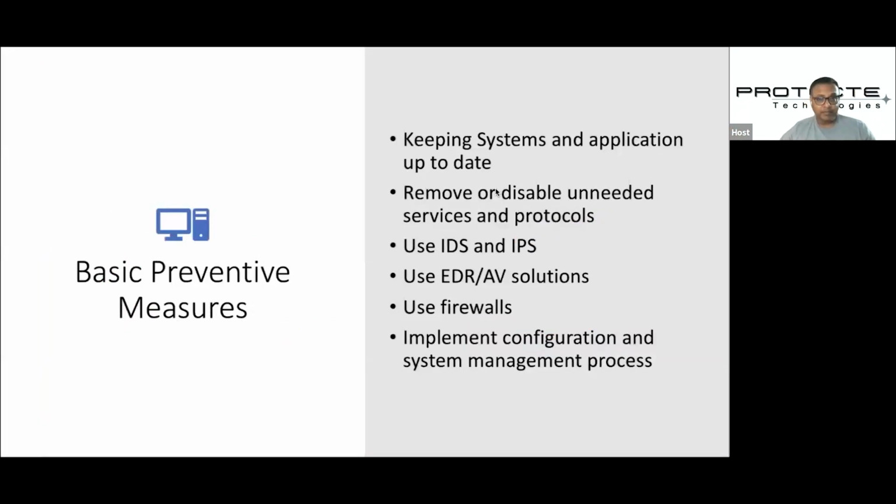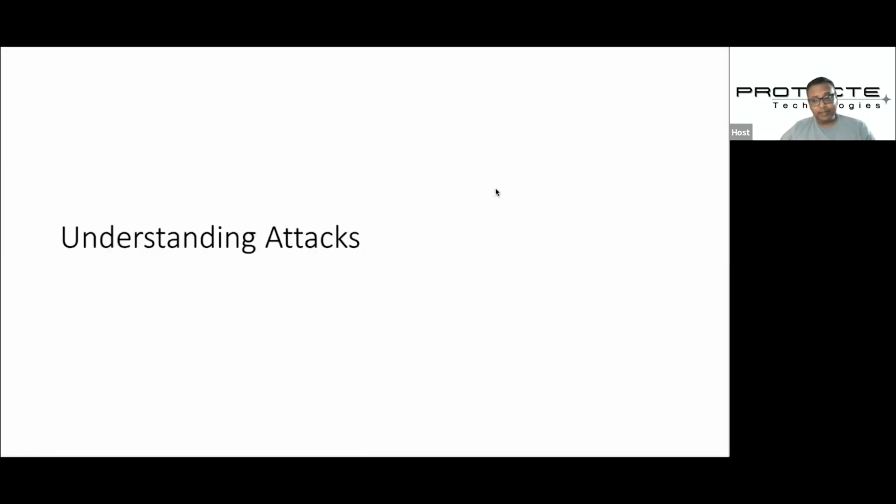So what are the basic preventive measures that we take? We keep our systems up to date. We remove or disable any unwanted protocols, use IDS and IPS, use EDR, antivirus solutions, firewalls, configuration and system management. These are the preventive things which we do. And what are the detective things that we do?